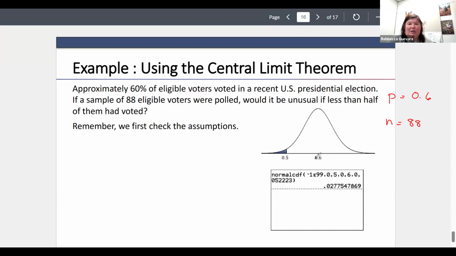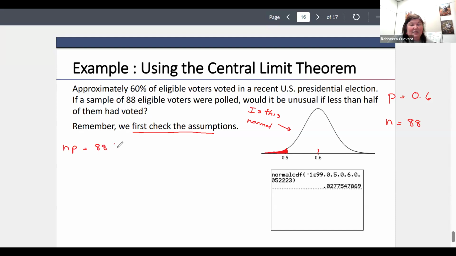This is my distribution. Like I said, we expect it's actually going to be 60% of people who vote, but we want to know if it's unusual if only 50% or less vote. So we're looking at this area right here. Before I even do anything, I have to check my assumptions. I have to make sure that this is normal. So I need to do my n times p.